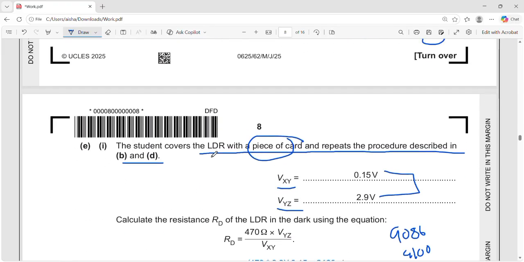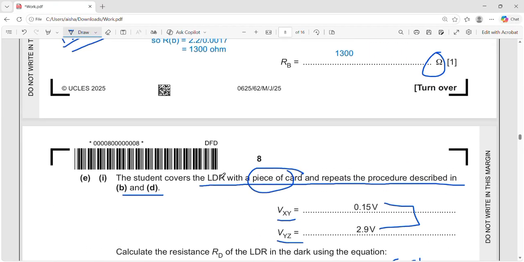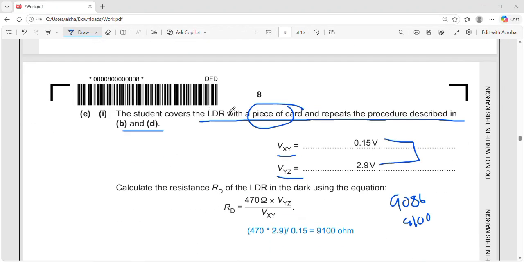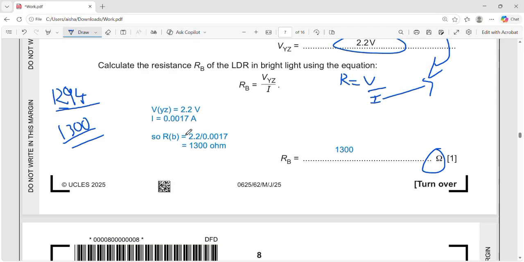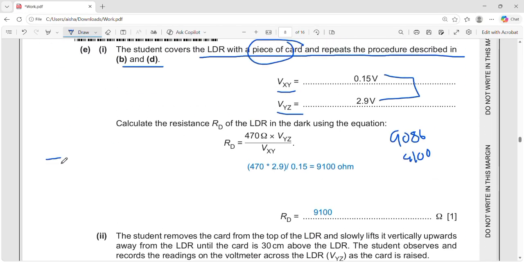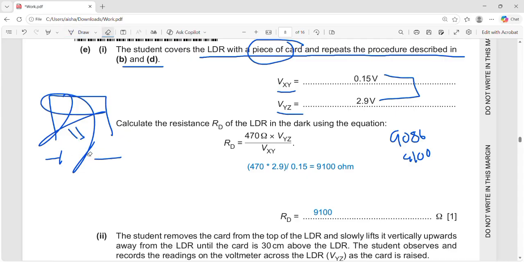Now the student does the same experiment but with different apparatus. The student covers the LDR with a piece of card and repeats the procedure described in B and D. So it's the same experiment but with a card over the LDR. If this is the LDR, then there's a card over it, like this. Okay, let's just scrap that for now.